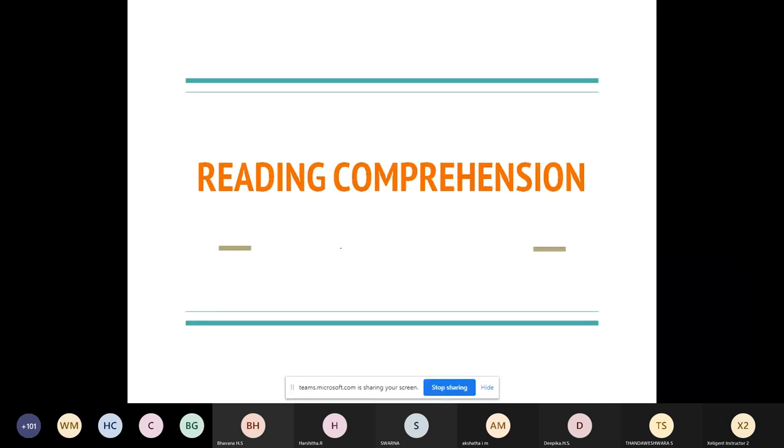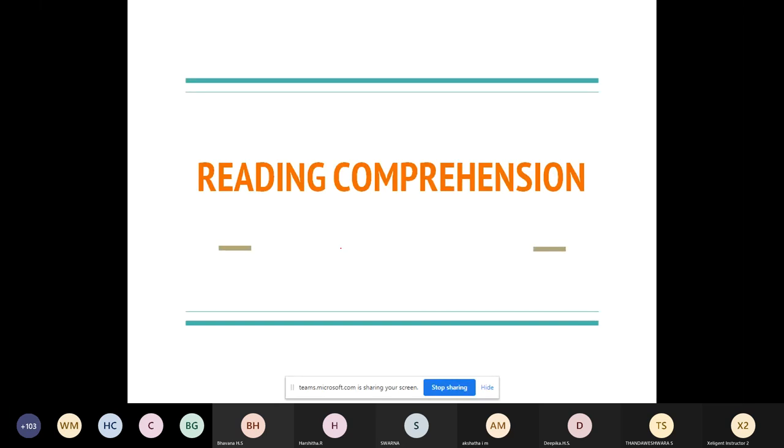Inference is nothing but a guess, or you can even call it an assumption. It's based on your observation, or it can be based on your previous knowledge or previous experience. That is inference. You're making a guess, or you are making an assumption, based on your observation and knowledge. So it basically involves what you know to make a guess about what you don't know.